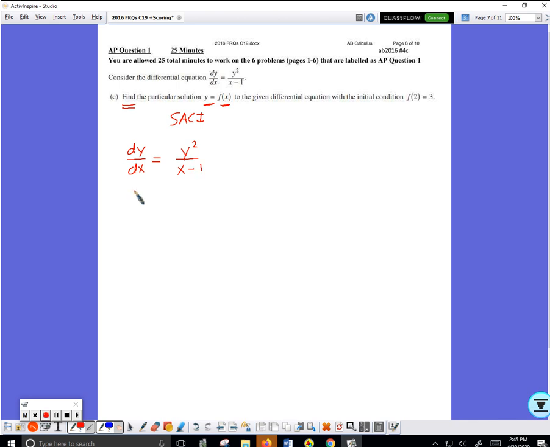So multiply both sides by dx. Multiply both sides by 1 over y squared. Now we have separated the variables. If you have that red statement, you get 1 point.